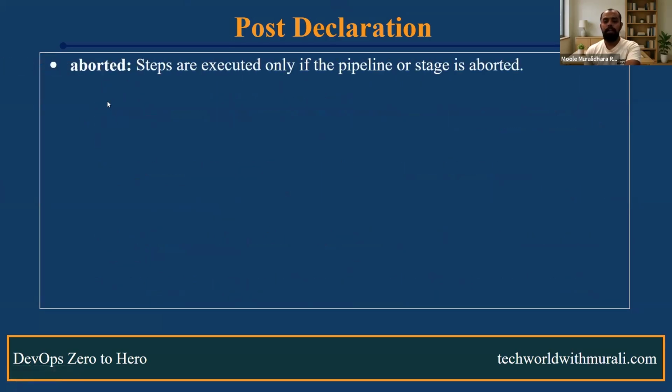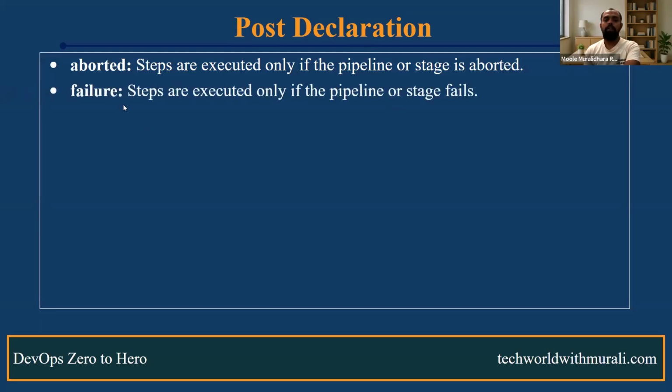Aborted. Aborted means here you have to remember any steps. Example, when you are cloning the repository and it is aborted. Okay, aborted. Then if you want to execute that post declaration, we can use the aborted one.